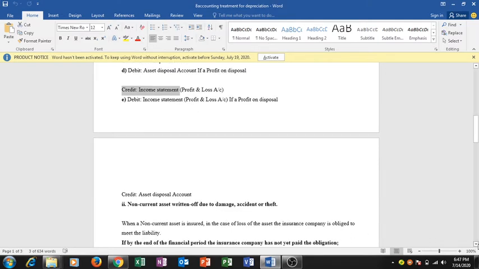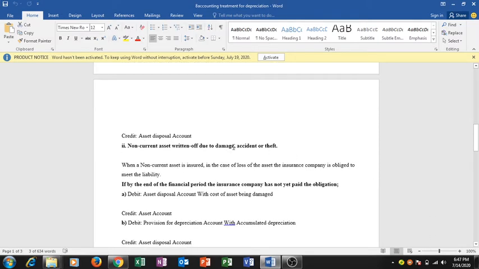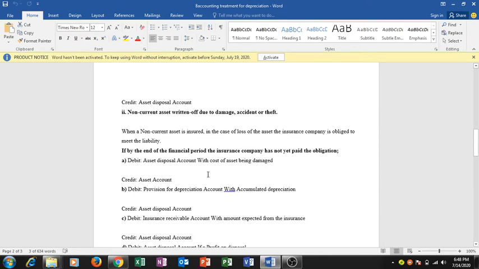Non-current assets that are damaged or stolen, you'll find that these are the accounts that are going to be involved. Number one, debit the asset disposal account with the cost. Always you debit with the cost. Why are we debiting with the cost? So that we can credit that asset with the same cost, so that we can remove that asset from the list of assets that the business has. Then we are going to debit the provision for depreciation with the accumulated depreciation. Remember, accumulated depreciation is the total depreciation from the time of purchase to the time of damage.